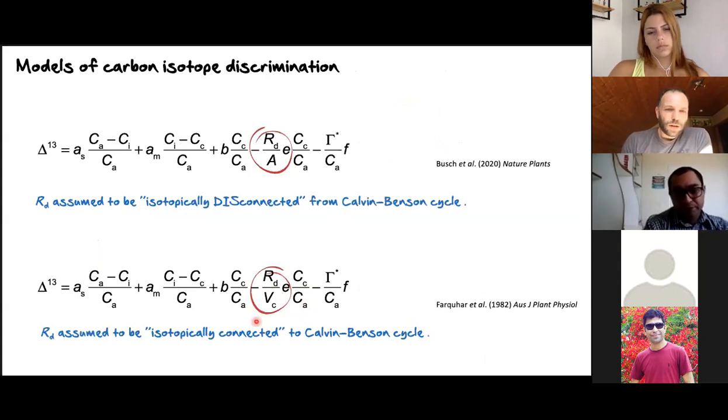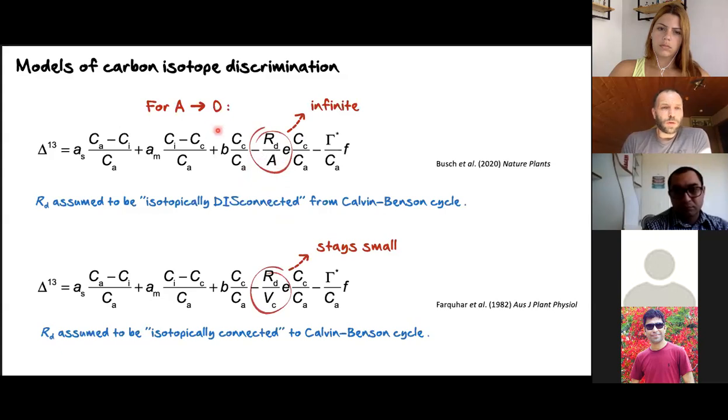So in the old Farquhar et al. equation, we have RD relative to VC, the carboxylation rate. And in my new equation, it's relative to the assimilation rate. And this becomes important when you let assimilation rate go towards 0. Then this goes towards infinity, whereas in the old equation, it stays small. So the actual outcome of those two models becomes very different.